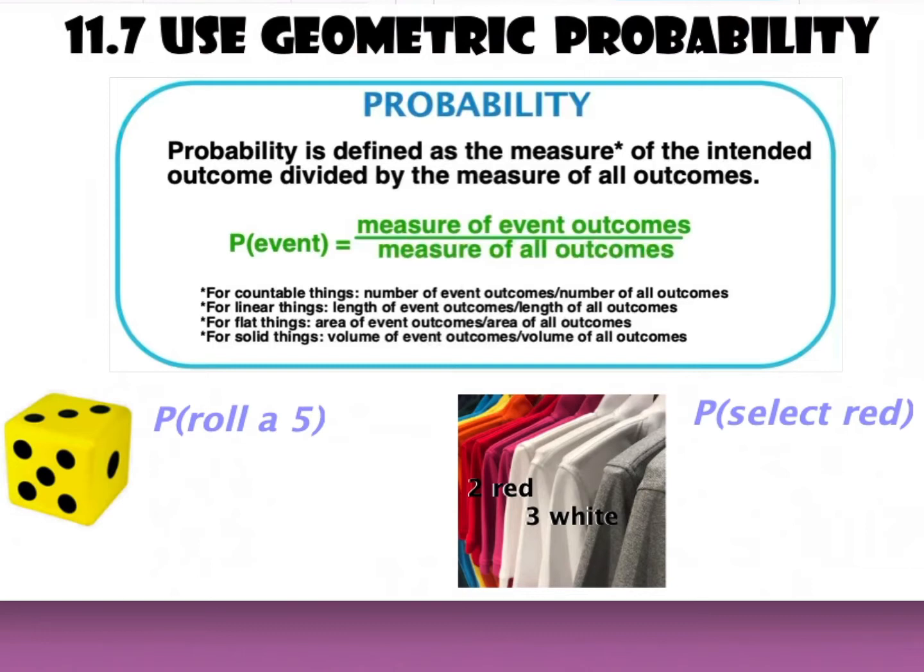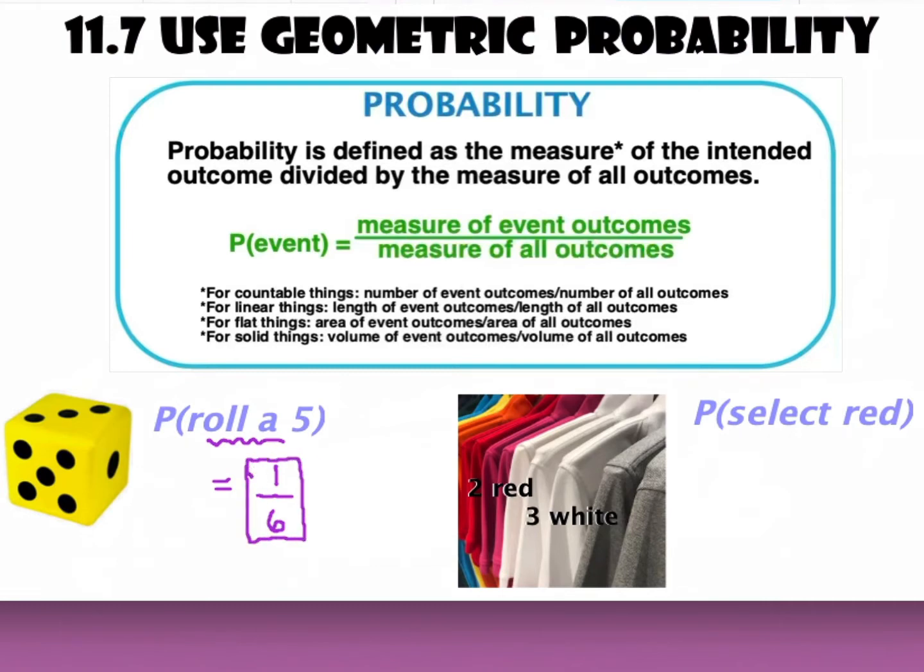If you're rolling a die, what is the probability that you roll a 5? Well, if we're following this formula, we count the measure of event outcomes. This is the event that we want to happen, rolling a 5. How many ways are there to roll a 5? There is only one 5 on a die, so the top number is 1. And the measure of all outcomes, how many different numbers could come up? There are 6 different sides on a number cube, and so the probability of rolling a 5 is 1 out of 6.